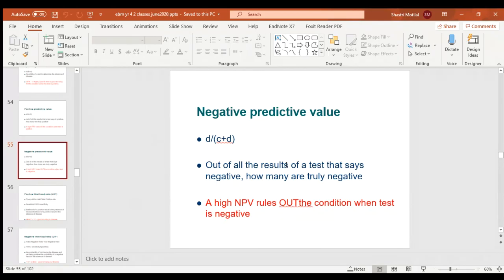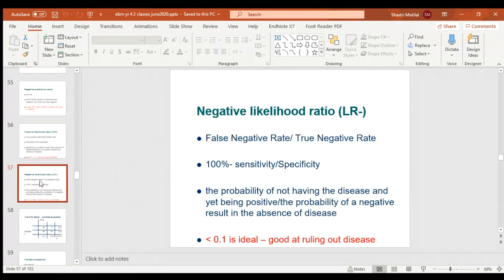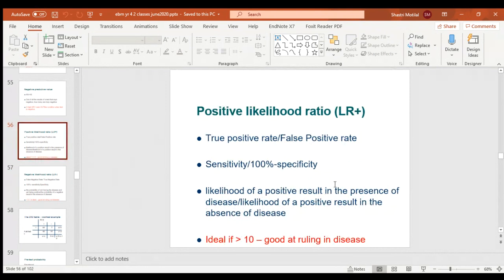What are the other two measures we could get from this diagnostic study table? We could work out a positive likelihood ratio and a negative likelihood ratio. What are these ratios about? A ratio is something divided by something else. Yesterday we saw ratios. We saw relative risk as a ratio. We spoke about odds ratios and hazard ratios. This is a ratio as well, a ratio of two things. It's a ratio of what?